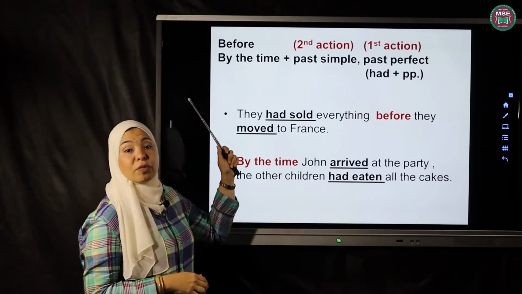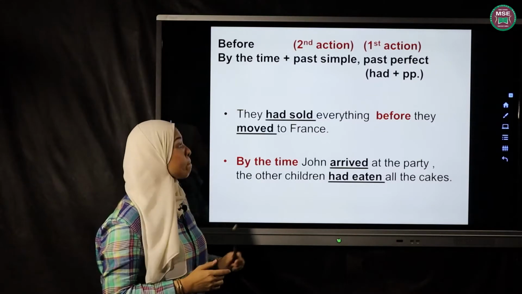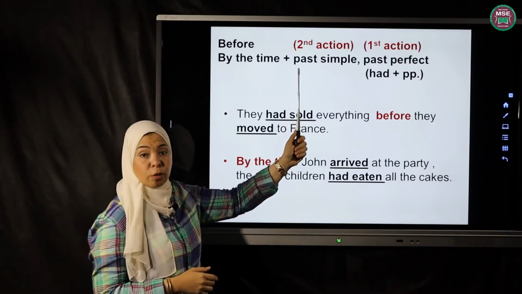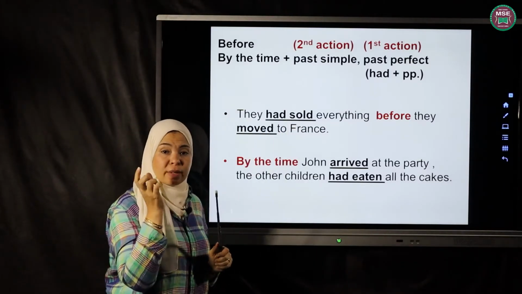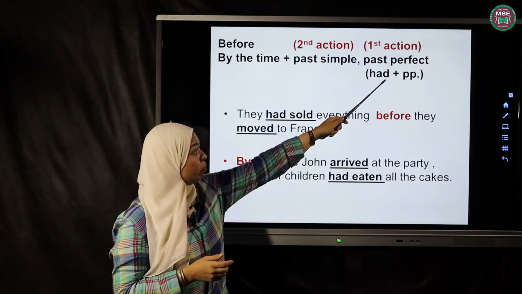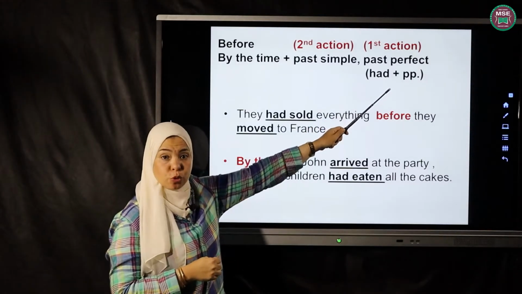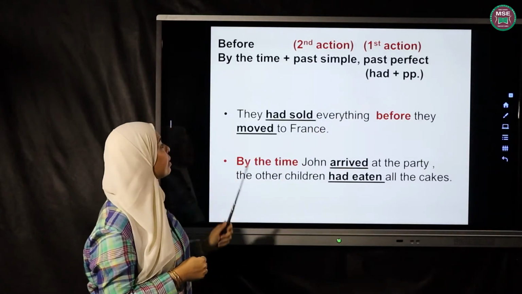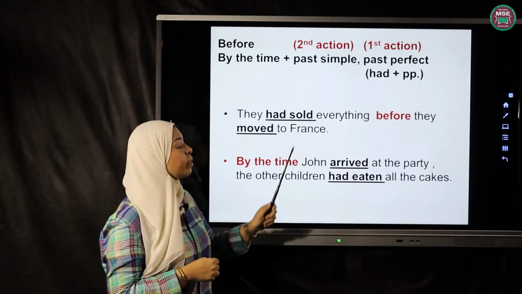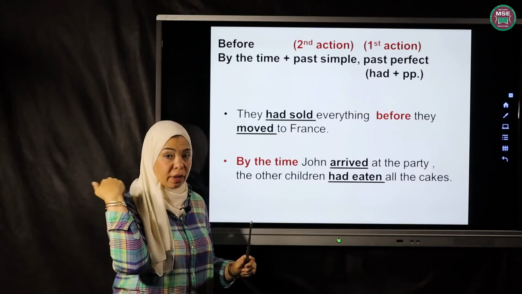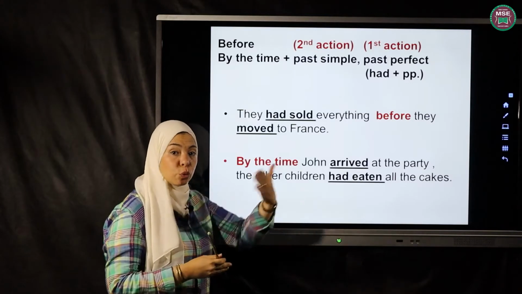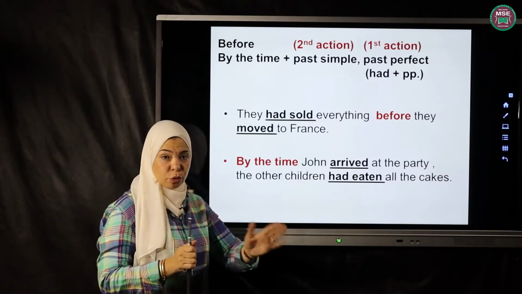Now those two ones, before and by the time. Before should be followed by the second action, which is the past simple one. And the first action also should be in the past perfect. Let's see the example. They had sold everything. They had sold everything. Before what? Before what? You know the difference between after and before, of course.